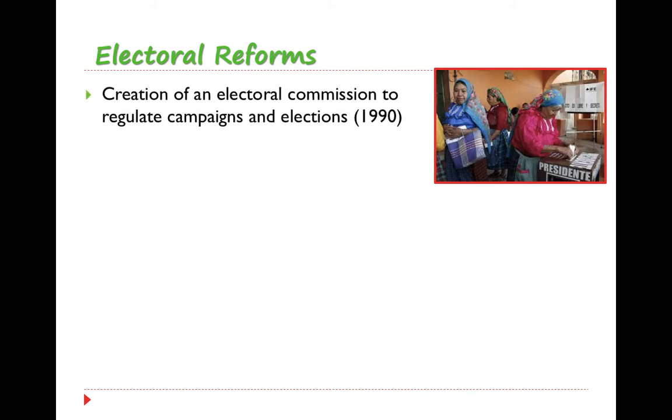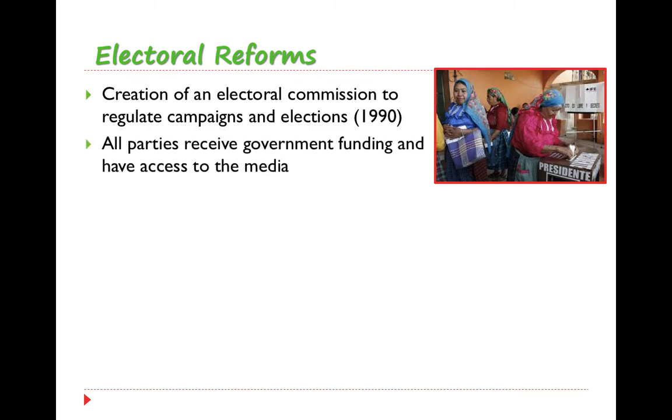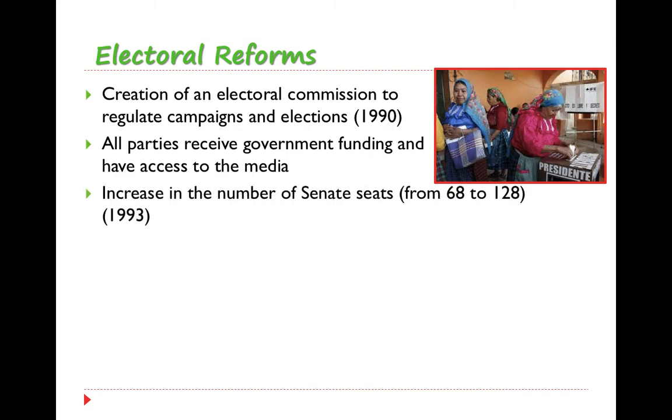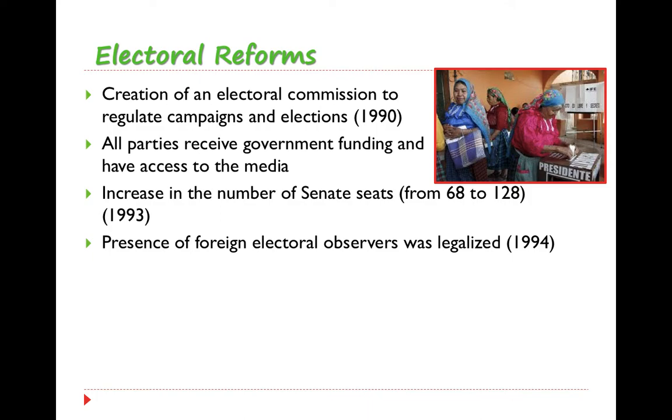So in 1990, they created an electoral commission to regulate campaigns. Prior to this, the PRI party just simply ran all the elections and made all the decisions. So this independent commission is incredibly important. So what they guarantee is that all parties have to get government funding. They all have to have access to media. They increased the number of Senate seats from 68 to 128, so it's increasing representation in the upper house.